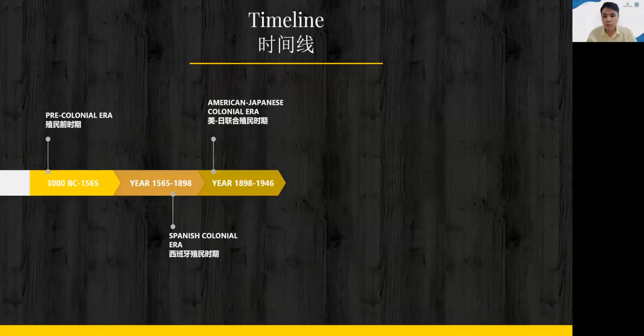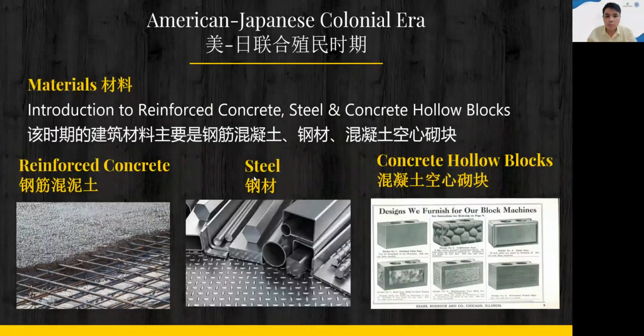The Spanish rule weakened towards the end of 1898 and was replaced by American colonialism. After four decades, the Philippines was placed under the Japanese occupation from 1943 to 1946. In terms of materials, the American-Japanese colonial era is characterized by the use of reinforced concrete, steel, and of course, the concrete hollow blocks.